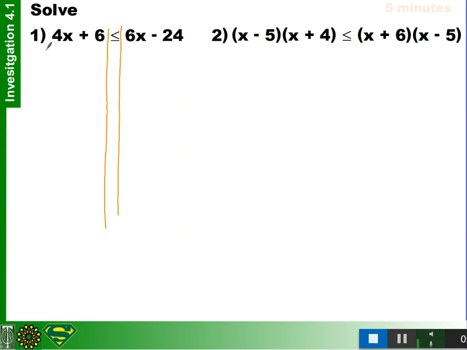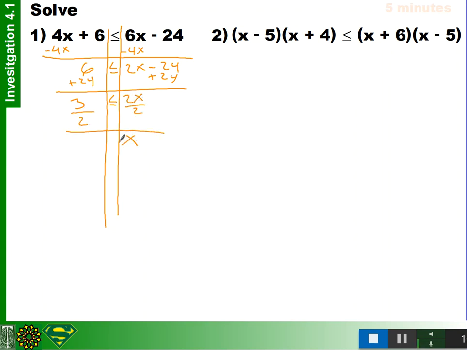First thing I want to do is get the x's on the same side of the inequality. So I'm going to subtract 4x from both sides. That will leave me with 6 is less than or equal to 2x minus 24. All right, add 24, add 24, and I'll get 30 is less than or equal to 2x, divided by 2, divided by 2. I'll get x is less than or equal to, that's 30, 15.